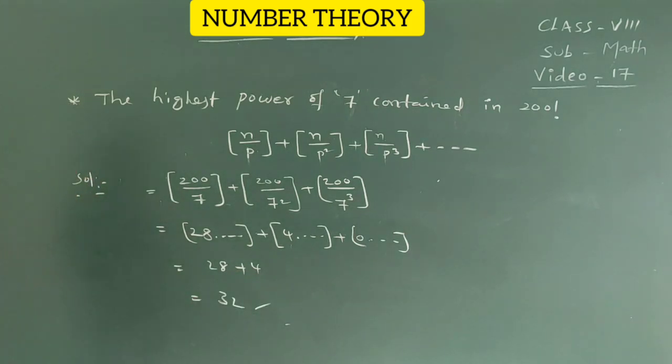Highest power of 7 contained in 200 factorial is 32.